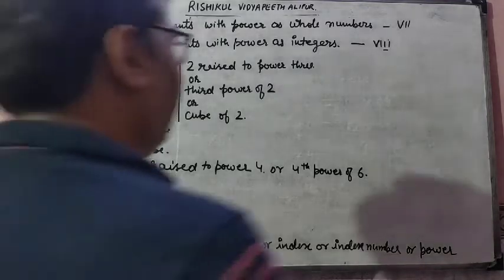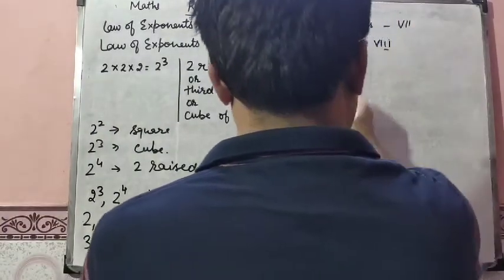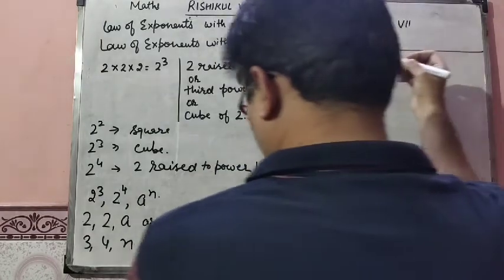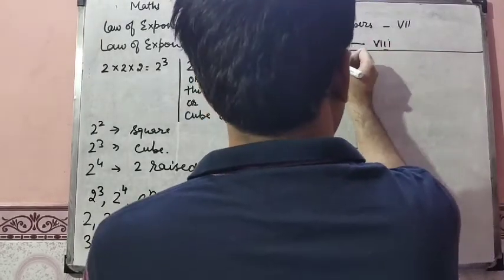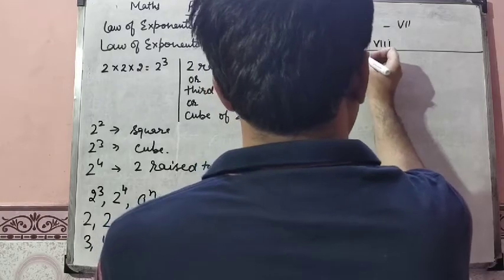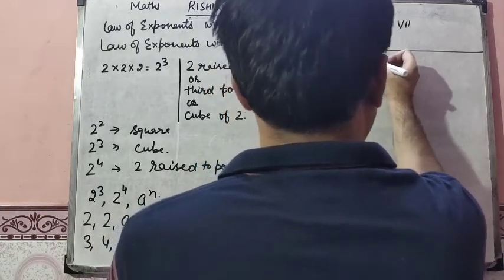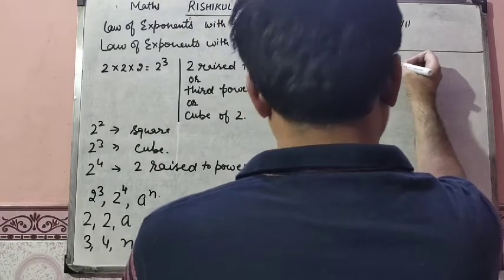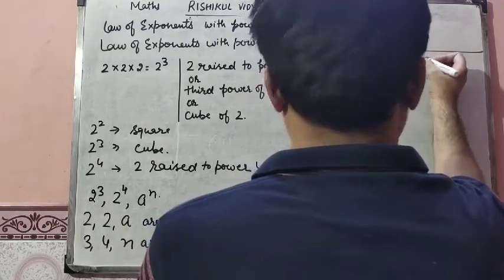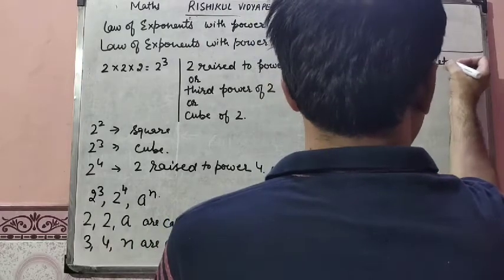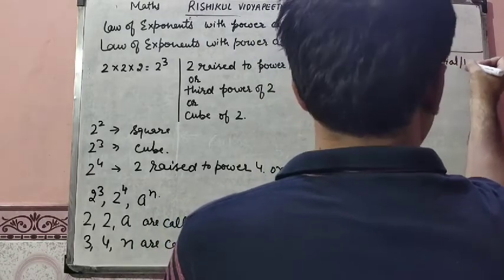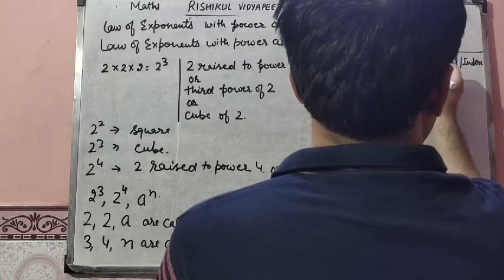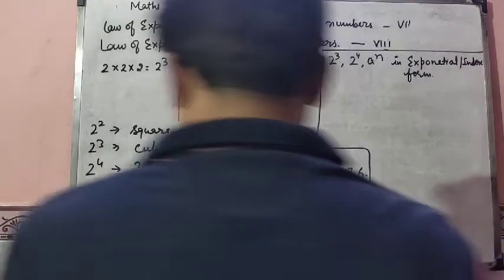And when we write it as 2 raised to power 3, 2 raised to power 4, a raised to power n, it is called exponential or index form.